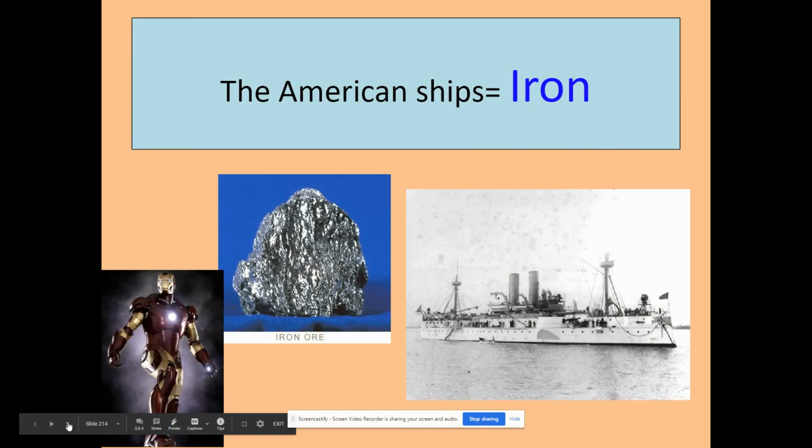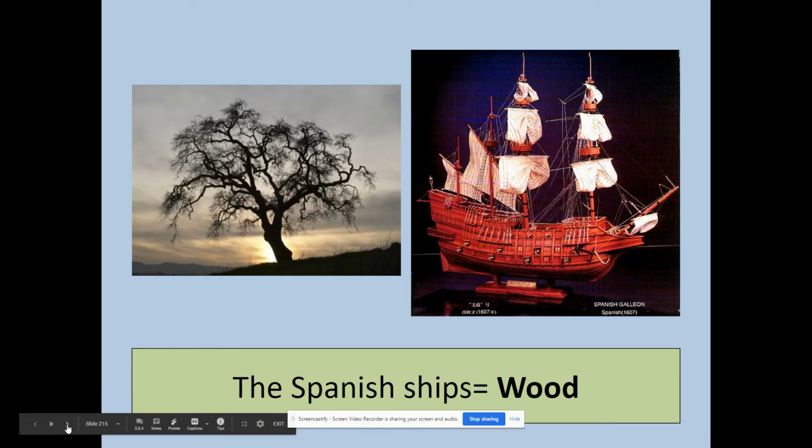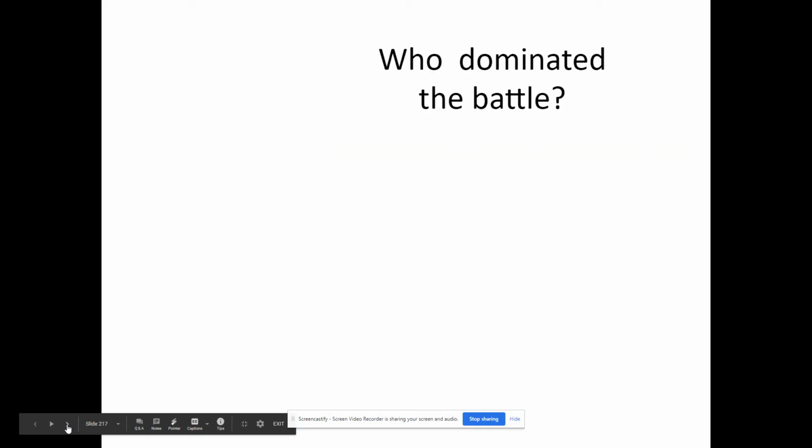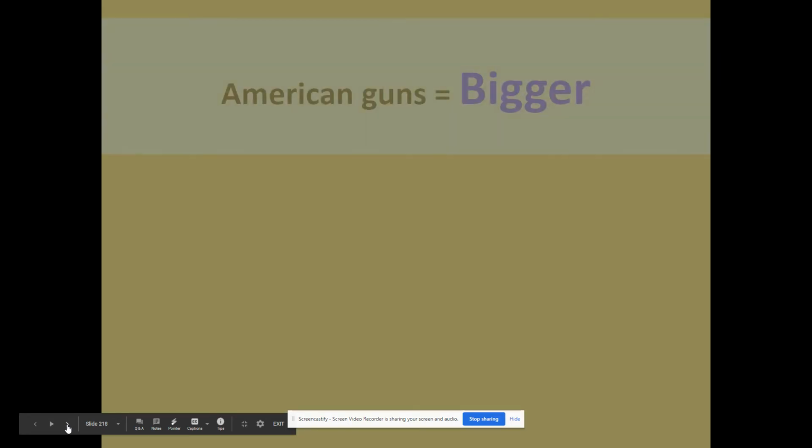Now, the American ships were ironclads. We had this new Navy, and basically, when your ships are made of iron, that's a pretty big thing around 1900. Whereas the Spanish ships were the older ships of their empire made of wood. Now, when you fire cannonballs or any metal substance against wood and you hit it hard enough, it will splinter. That's exactly what happened to the Spanish fleet. And we dominated, just dominated.